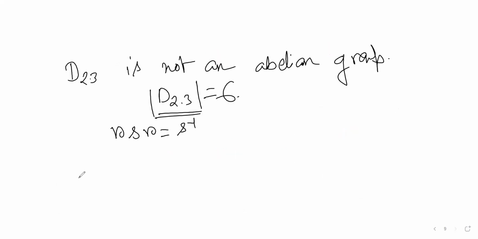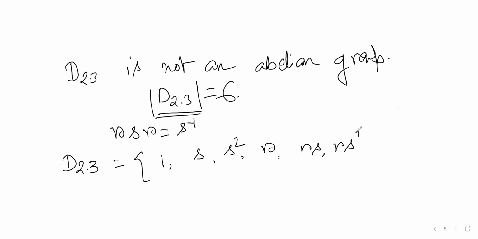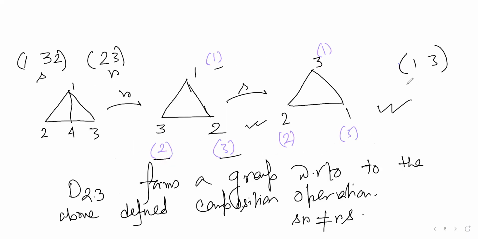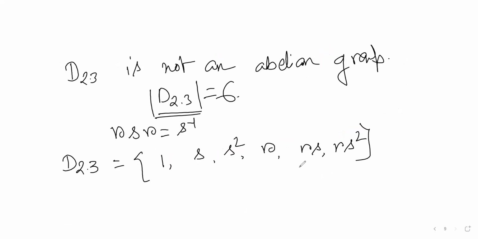Now, write down that set D23 again. 1, S, S square, R, RS, R S square, right? I already see how RS means 1 3. So RS square means 1 2, right? So we got all the elements of D23 like from these expressions.